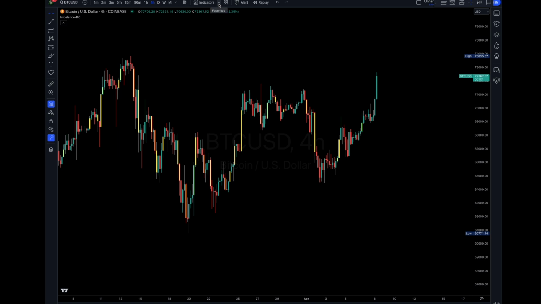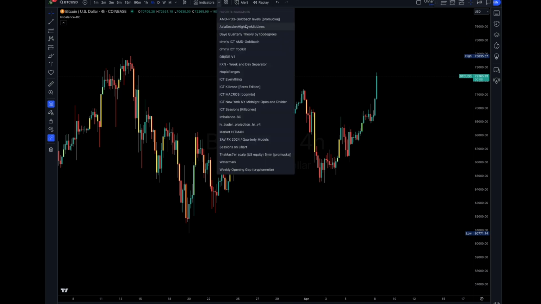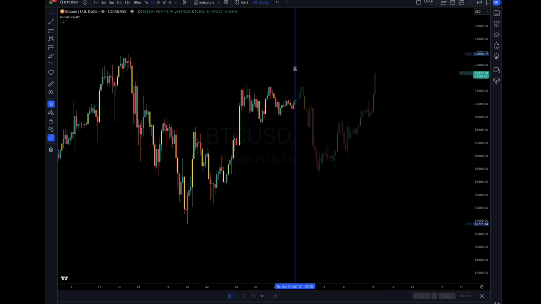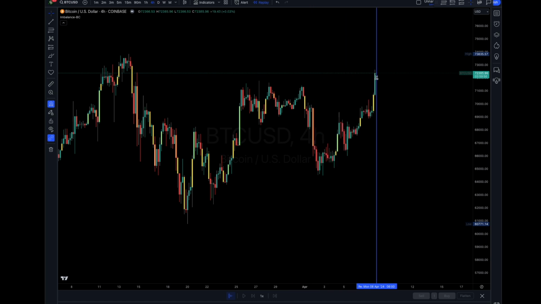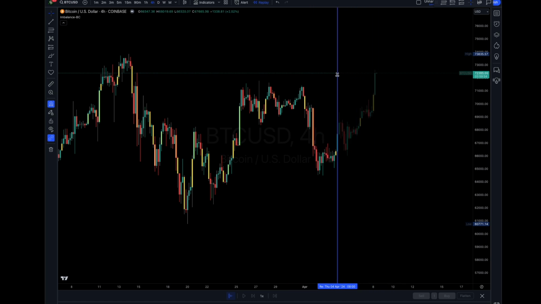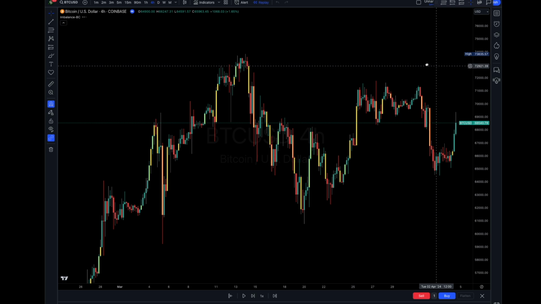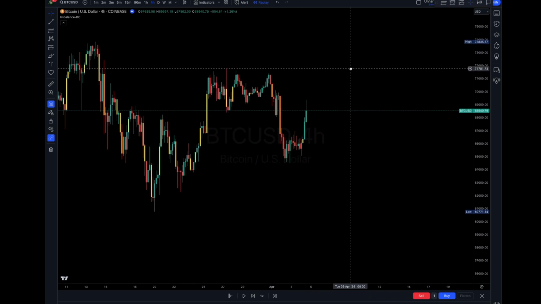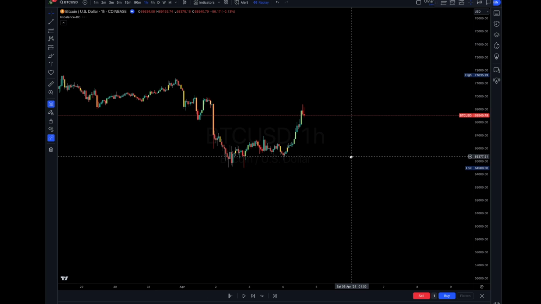Okay, and the indicator that I like is the AMD Power of 3 Goldbach Levels indicator. But let me replay the chart to where the trade took place. Okay, so it was here. Okay, it was on Thursday. Now we go to the 1 hour chart and I'll show you exactly what was going on.